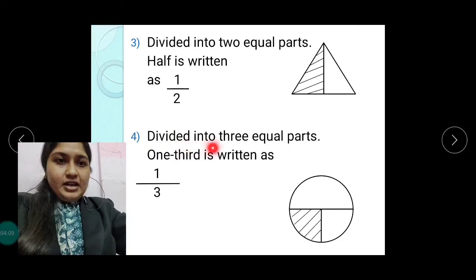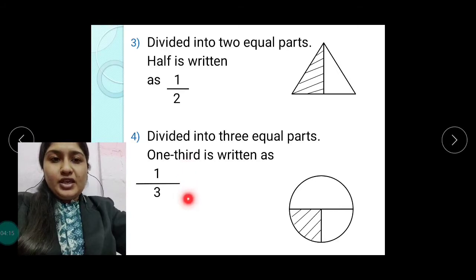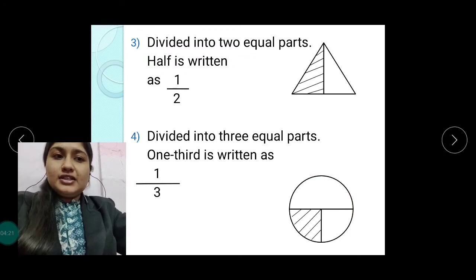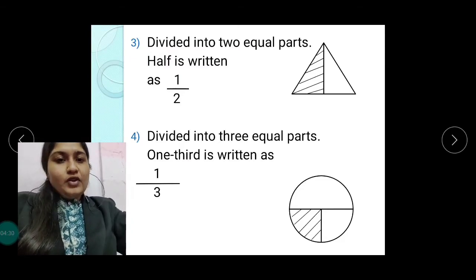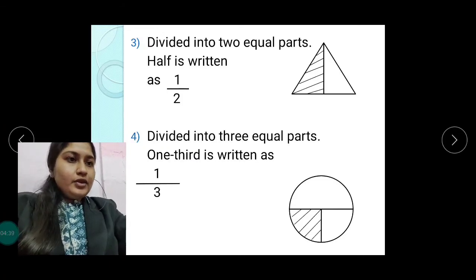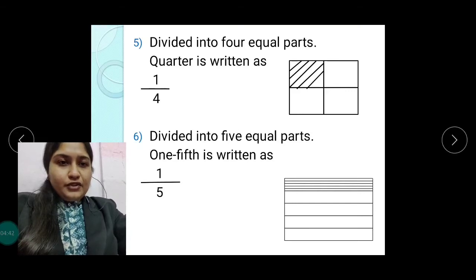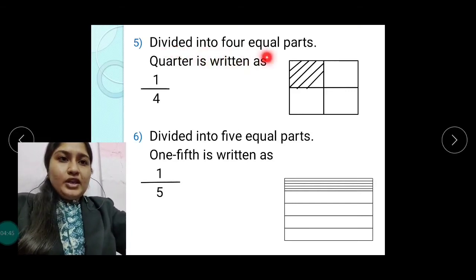Fourth: divided into three equal parts, one-third is written as 1 upon 3. Okay, so students, you can see here a circle is given. This circle is divided into three parts, right? So, as you can see, in fraction we will write this as 1 upon 3, or you can say 1 by 3 or 1/3. Okay. Then, the fifth one: divided into four equal parts, quarter is written as 1 by 4 or 1 upon 4.